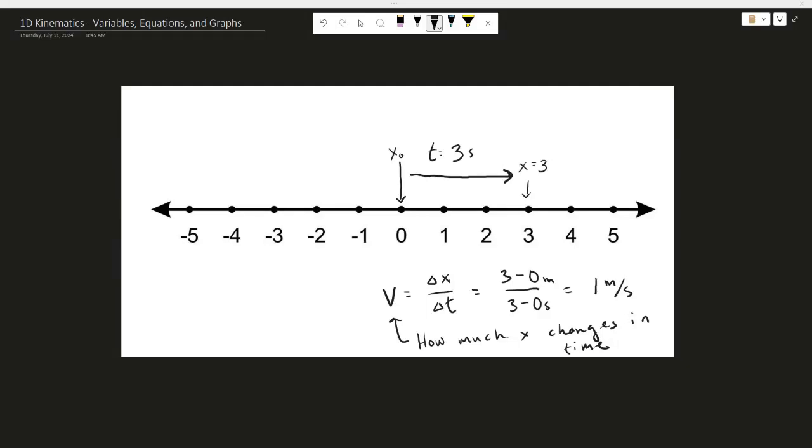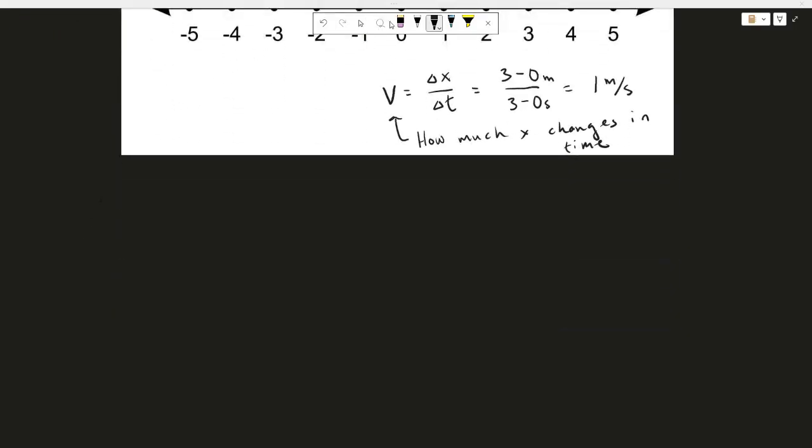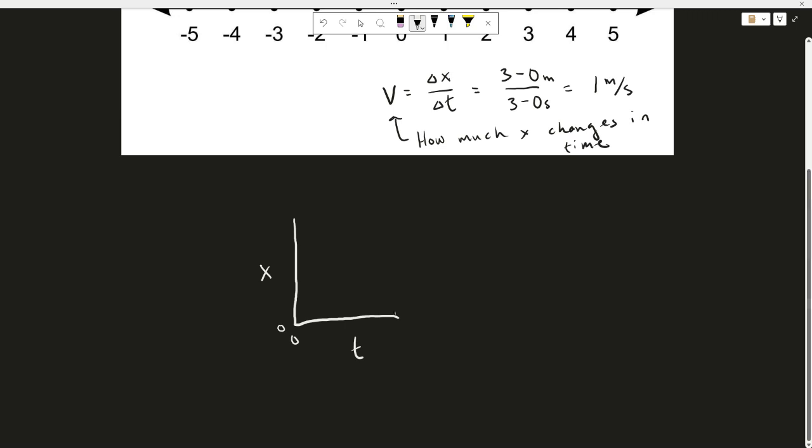If I wanted to graph my velocity and my position, I could make a graph of my position. So what I would do is make a coordinate plane. This might be my x position, and this might be the time. So here we have 0 and 0. This is my origin. Here I would have 3 seconds. Here I would have 3 meters. And my slope of this line would just be 1.